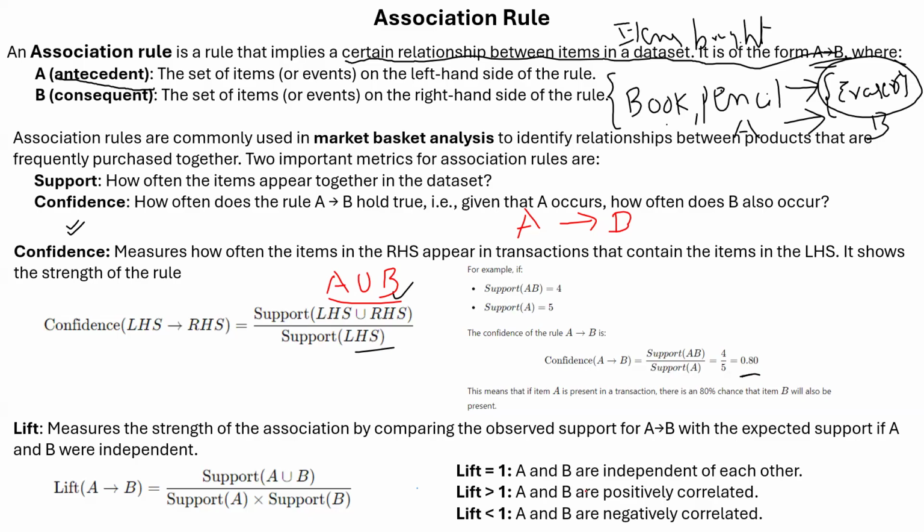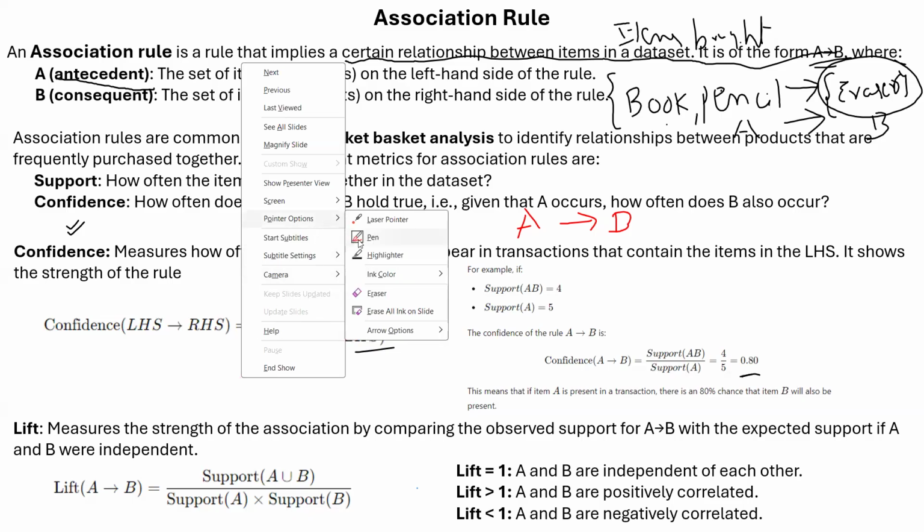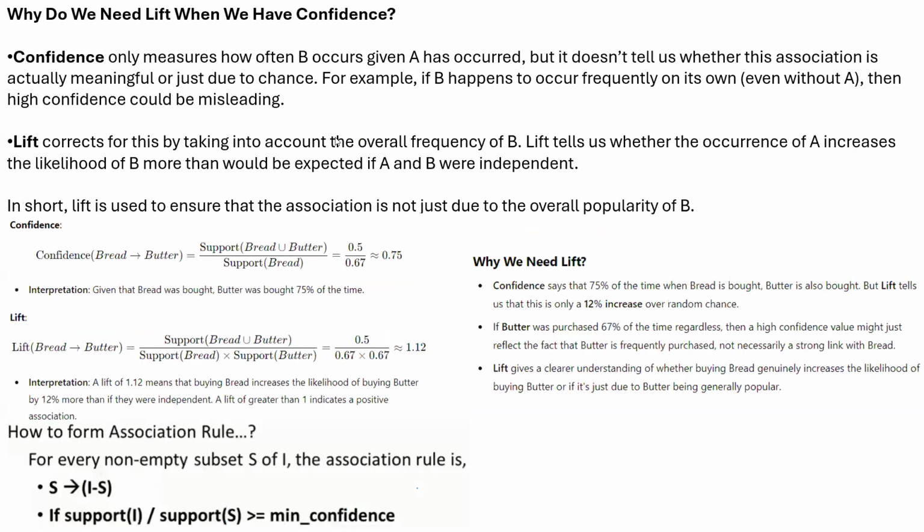And going back to the next slide. So here is the explanation of this. Why do we need lift when we have confidence? We have confidence, which is also giving the strength of B occurring if A has occurred. But why do we need lift? Confidence only measures how often B occurs given A has occurred, but it doesn't tell us whether this association is actually meaningful or just due to chance.